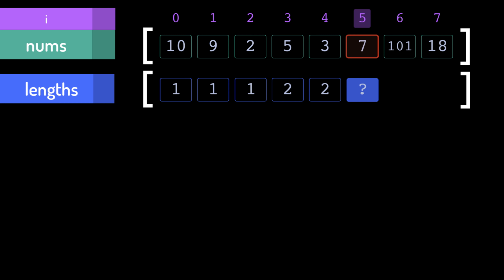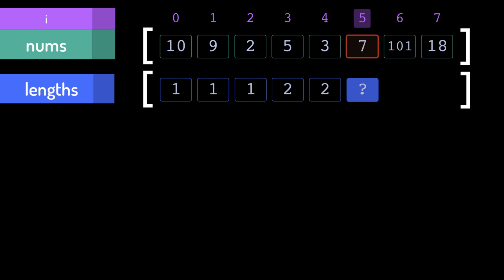I just want to make a quick note here before continuing. Instead of talking about subsequences ending at certain indices, I may refer to them using the number they end with instead. For example, what we're trying to find here is the length of the longest increasing subsequence ending at index 5. So instead, I might say that we're trying to find the length of the longest increasing subsequence ending with this 7. So how do we find the length of the subsequence?